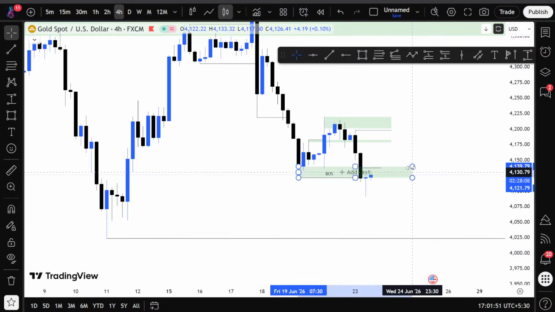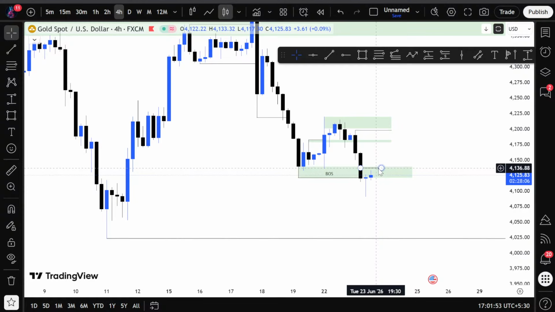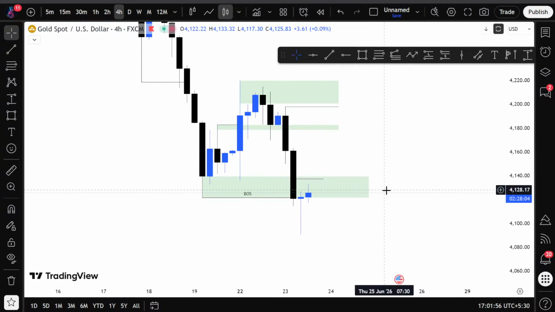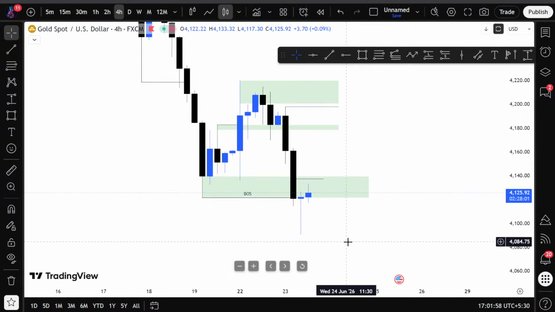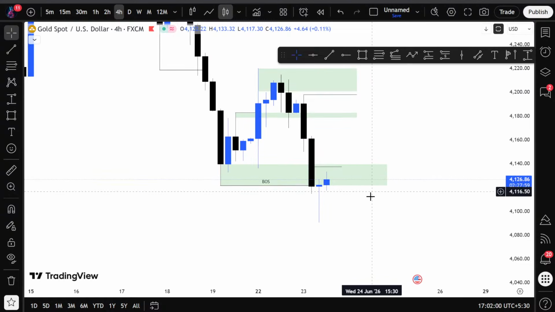So price is still at our level 1. If this doesn't break above, we will be shorting it from here.